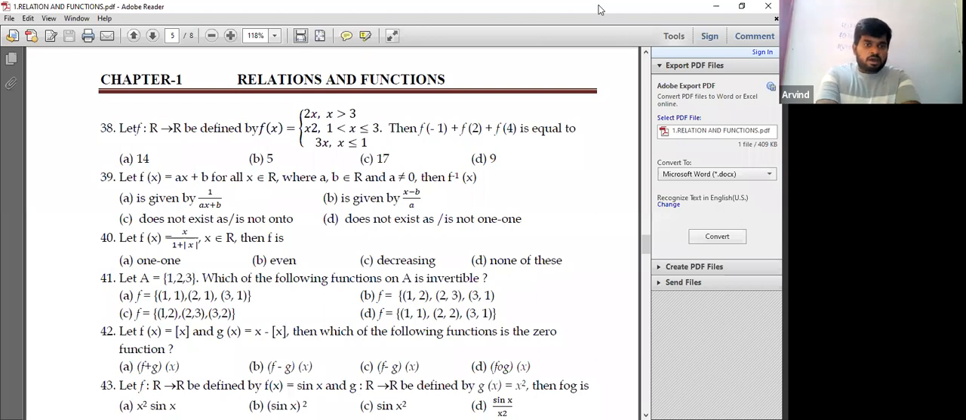39th one. f of x is equal to ax plus b for all x belongs to R, where a, b belong to R, and a is not equal to 0. Then f inverse of x, you can do this yourselves. f inverse of x, the same type which we did, like 3x minus 4 and x cube plus 5.